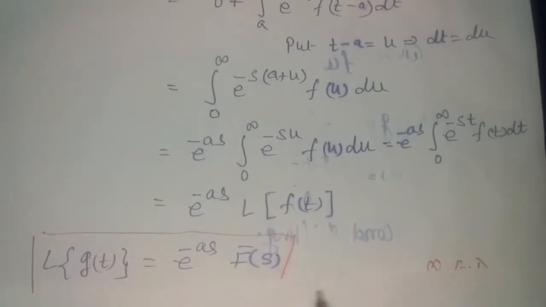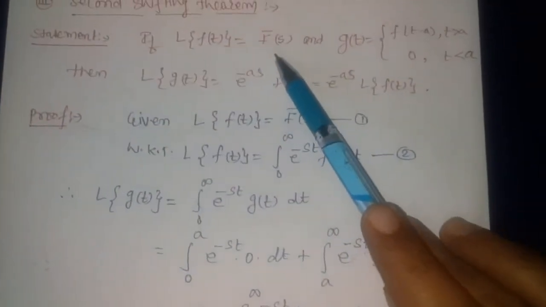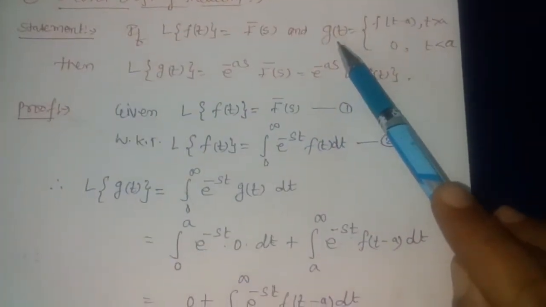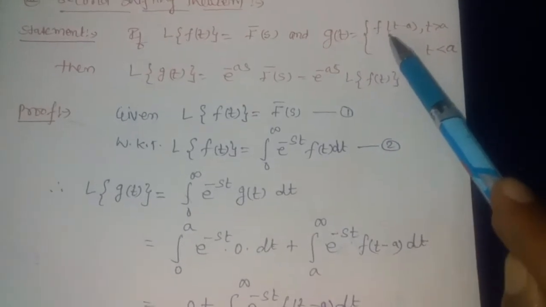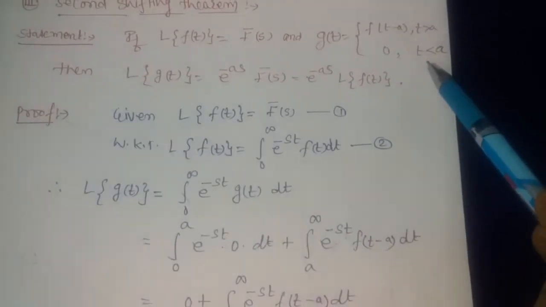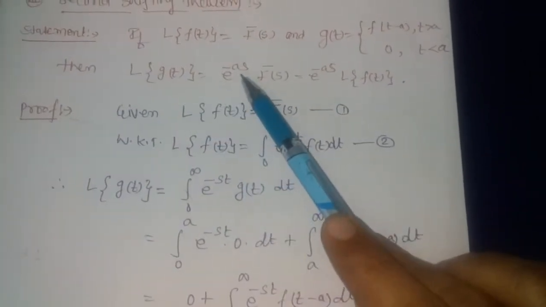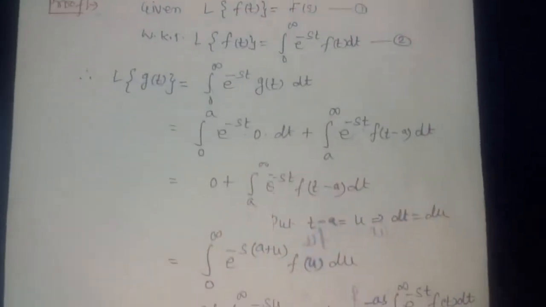which is the second shifting theorem: that if the Laplace transform of f(t) is f bar s, then the Laplace transform of function g(t), which is defined as f of t minus a when t is greater than a and 0 when t is less than a, is e raised to minus as into f bar s.